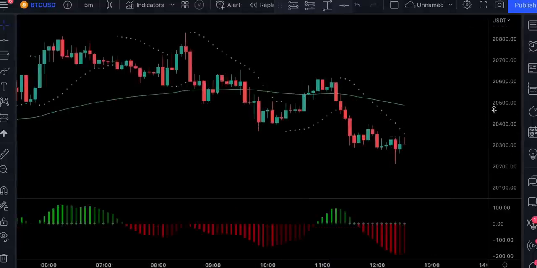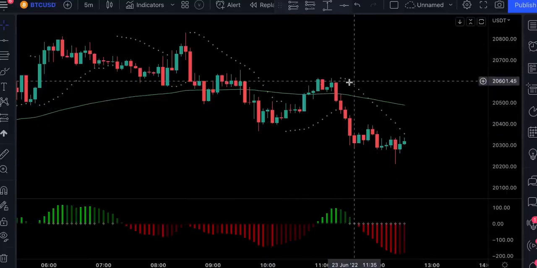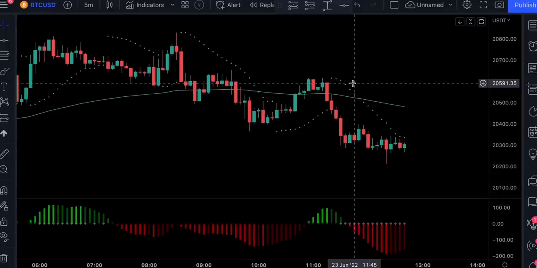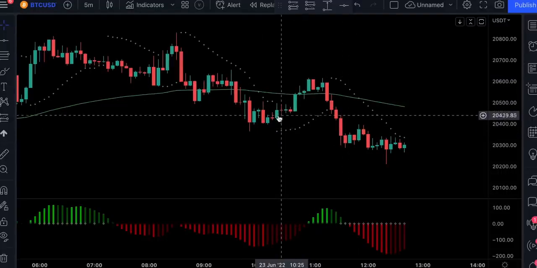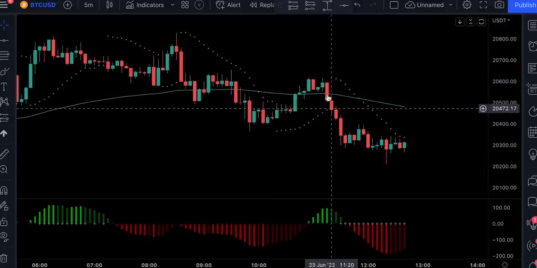So first of all, let's start with this parabolic SAR. This indicator basically appears as a series of dots placed below or above the price. If the dots are above the price, the market is considered in a downtrend. And if the dots are below the price, the market is considered in an uptrend. And every time the dots shift below the price, it will more likely continue to rise. And exactly opposite is true when the dots shift above the price.